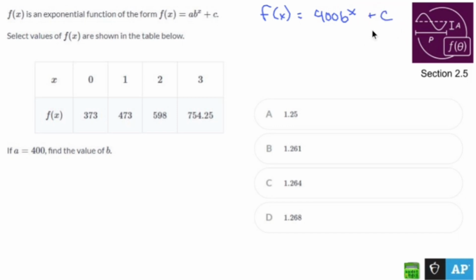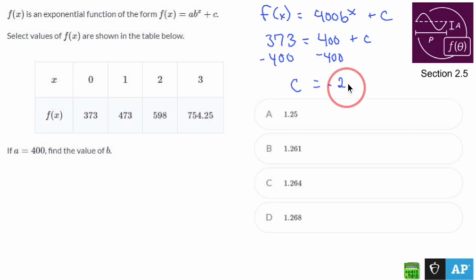What I do know is if I plug in 0, that's going to make the b part go away and become 1. So I need to find whatever c makes this work. I'm going to let x equal 0, and I know when I plug in 0, I get 373. So 373 equals 400 times b to the 0th power, which is 1, plus c. If I subtract 400, that gives me c is negative 27.